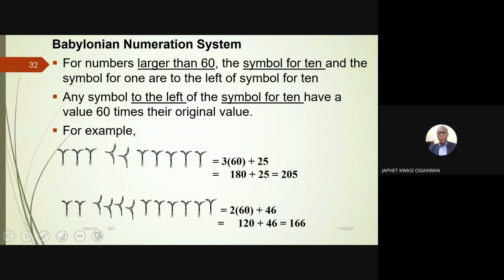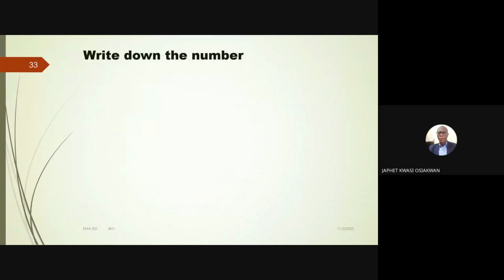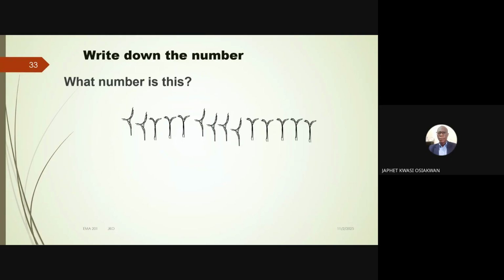So let's see. My question now: what number is this? I'll call you to tell me what number. I've displayed some symbols on the board. Somebody give us a number. I have given you some symbols there. What number is that? I'll call you, then you tell me. Then it means that you have understood the concept. And when you understand the concept, you can give yourself any number and write it. Samuel, can you give us a number? What number is that?